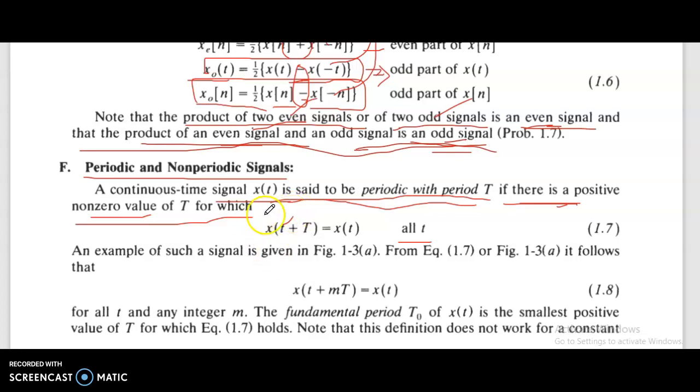Small t is for continuous time signals, and capital T is for the period. So, continuous time.